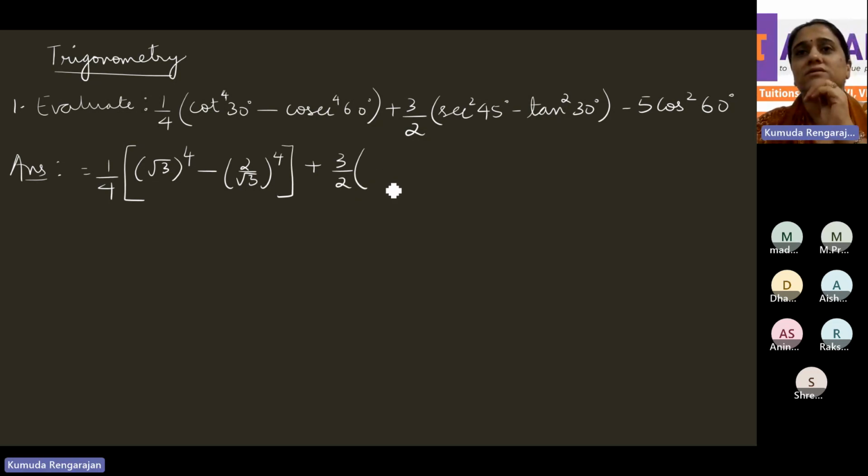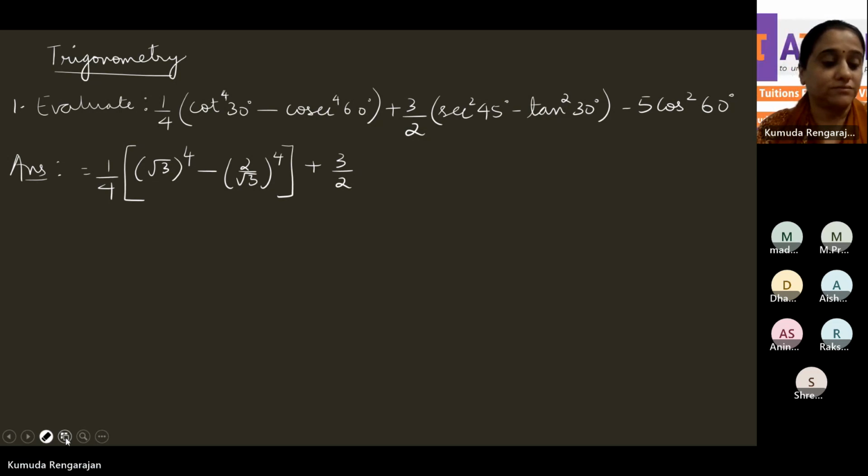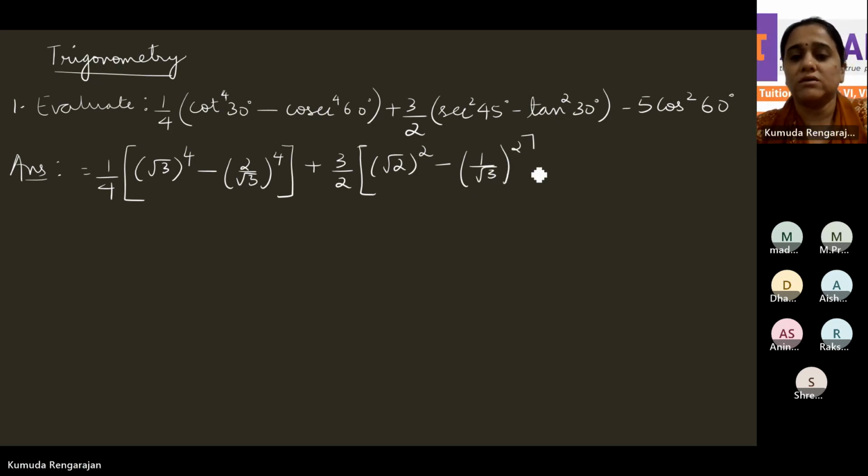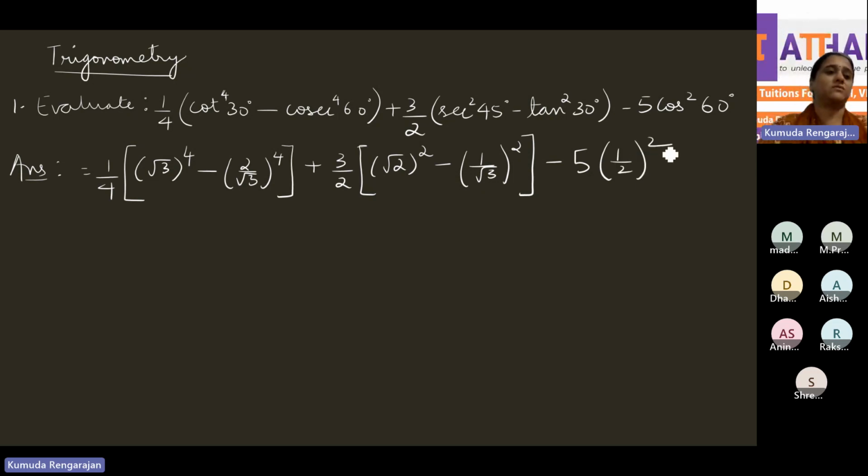Value of cos 45? 1 by root 2. Cos 45 degrees is 1 by root 2. So secant 45 will be root 2. Use a square bracket. Minus tan 30 degrees, 1 by root 3, 1 by root 3, the whole square. Minus 5 cos 60 degrees, 1 by 2, 1 by 2, the whole square. Simplify this.